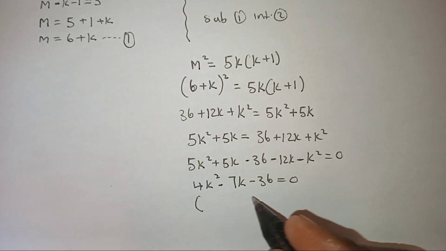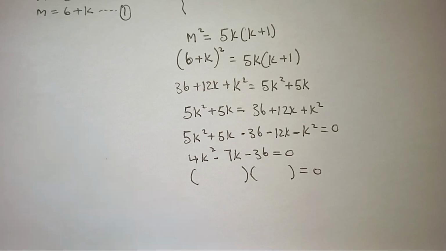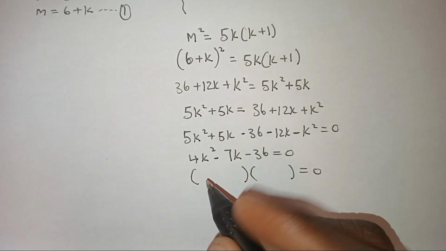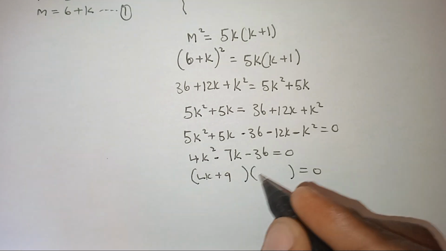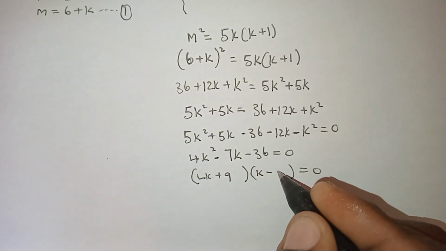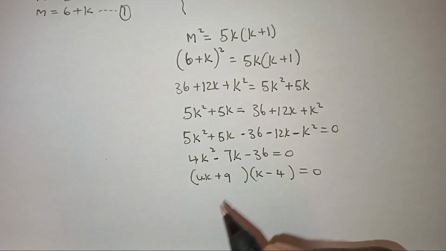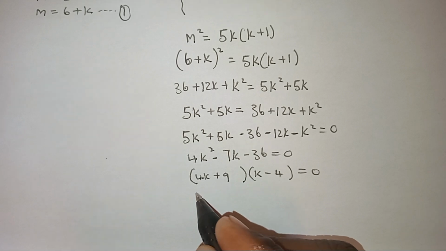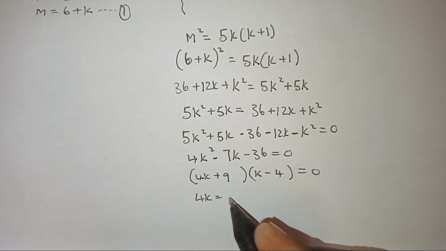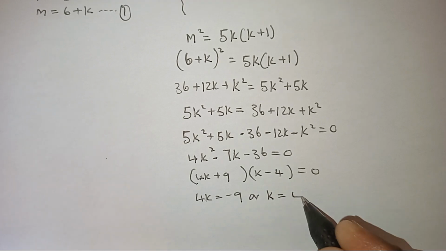Now we'll have to factorize this. So here we're going to have 4k plus 9, and then here we're going to have k minus 4. Right, now let's solve it. When we solve, we're going to have 4k is equal to negative 9, or k is equal to 4.